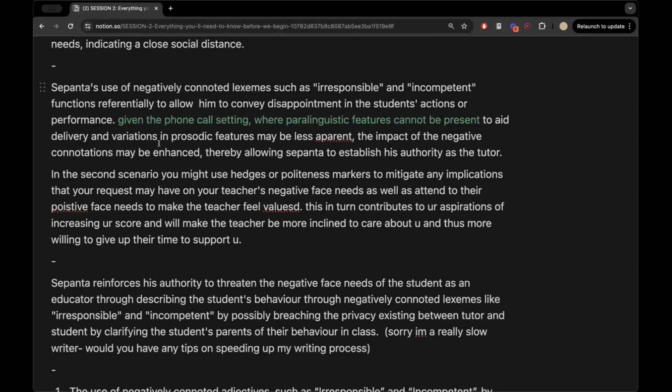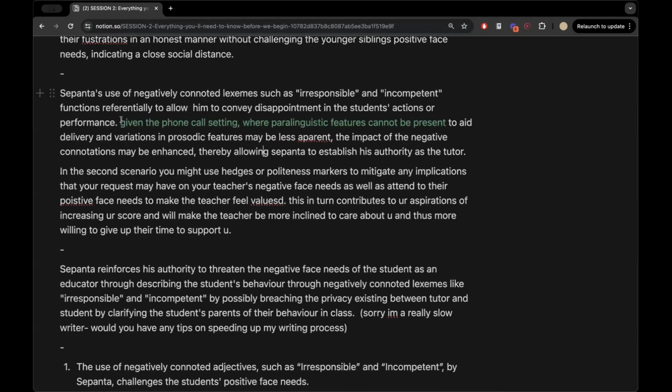Look at this, guys. I want everyone to really notice what this student has done. Given the phone call setting, no one so far has focused on that. That is incredibly high level, to a point where I cannot even, wow. Wow, wow, wow. Honestly, if you want to get a raw 50, this is what you have to be thinking of. This is the level of communication you have to have.